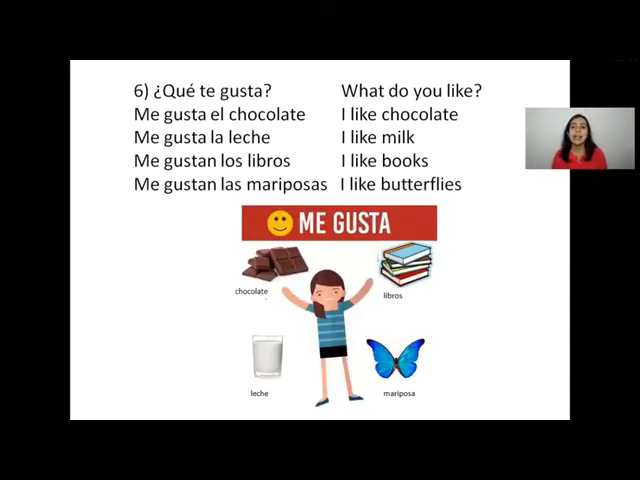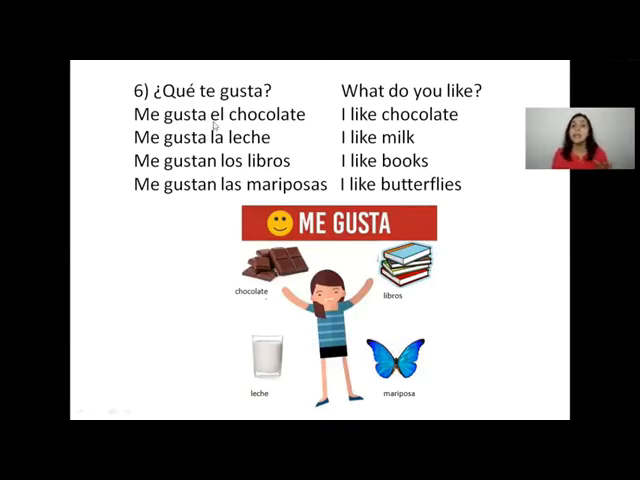Me gusta el chocolate. Me gusta la leche. Me gustan los libros. Me gustan las mariposas. Okay, as you can see, me gusta, me gustan. What is the difference? ¿Cuál es la diferencia?